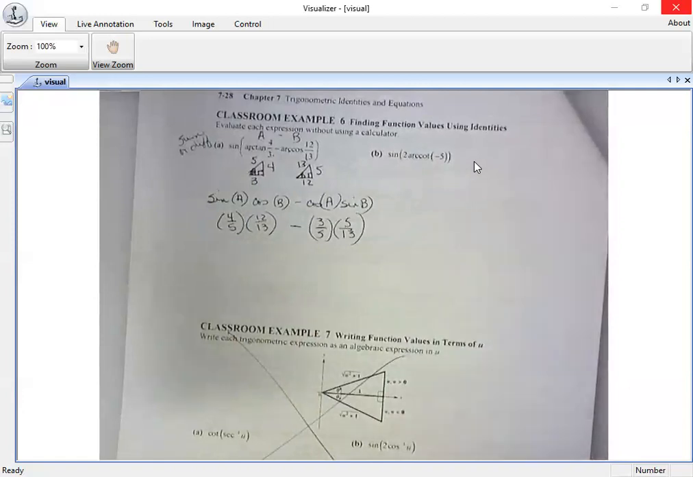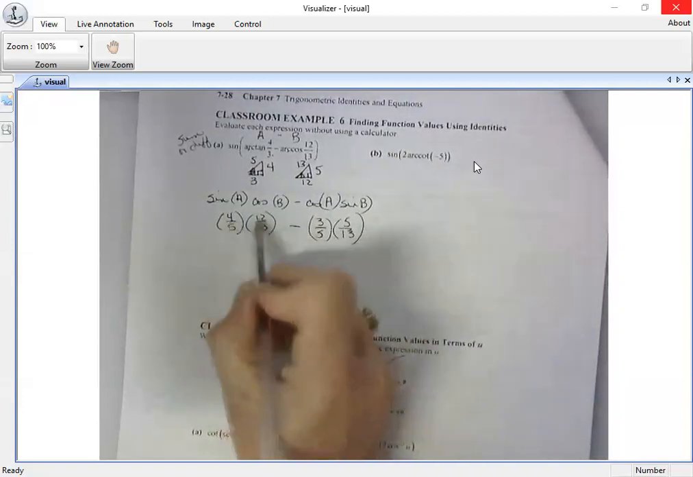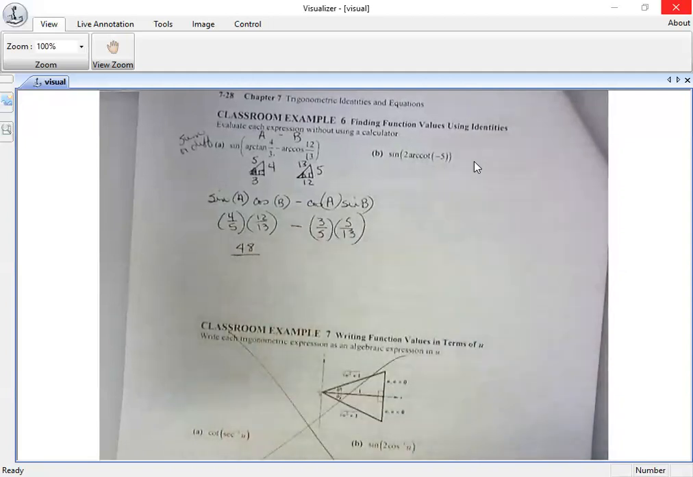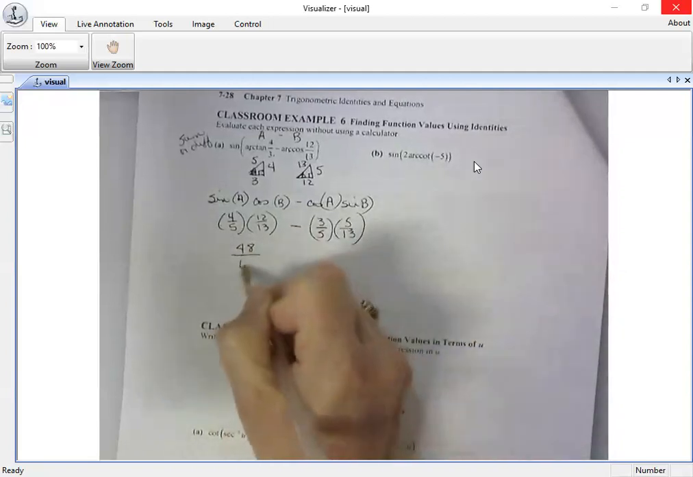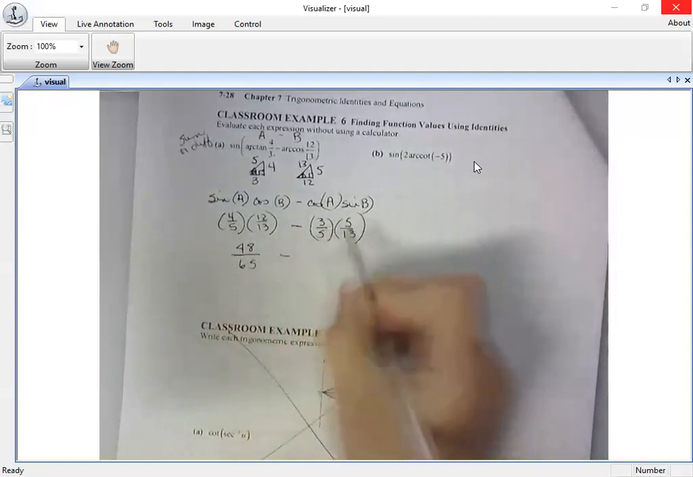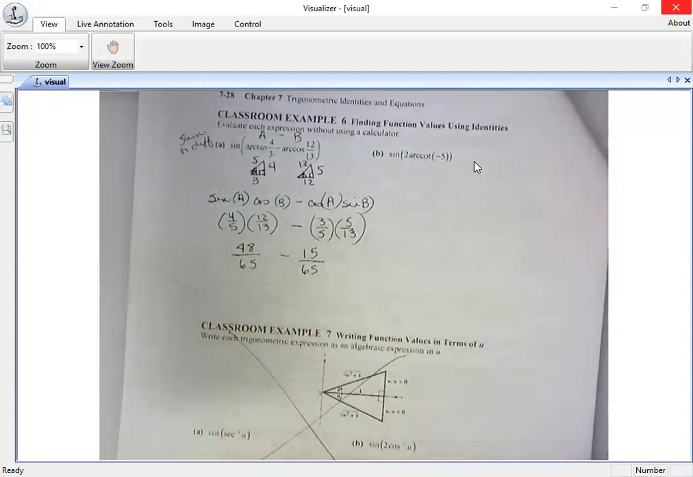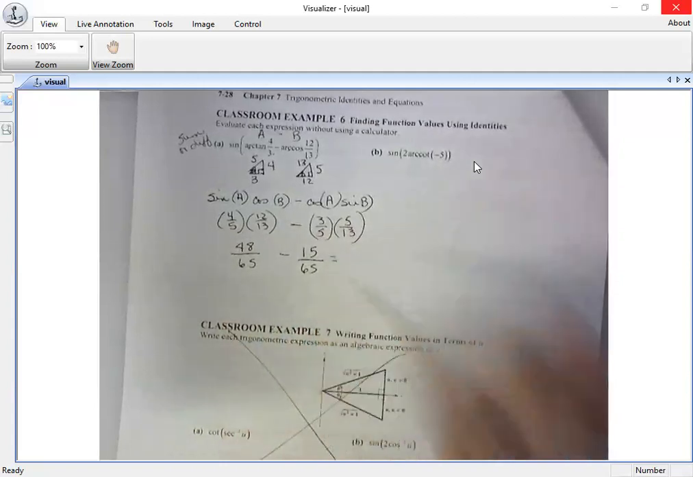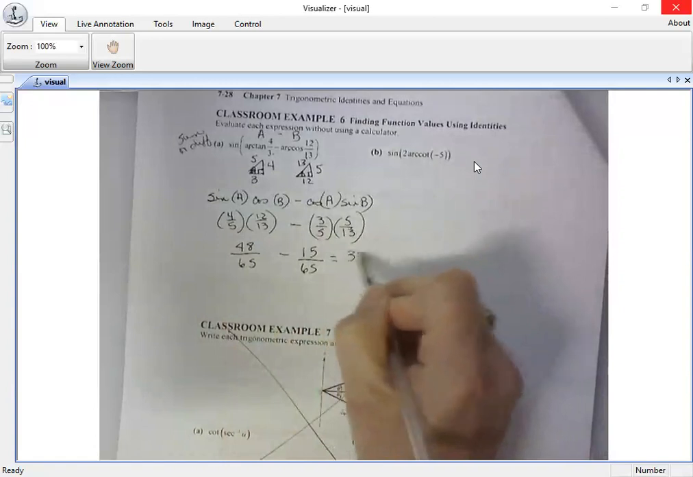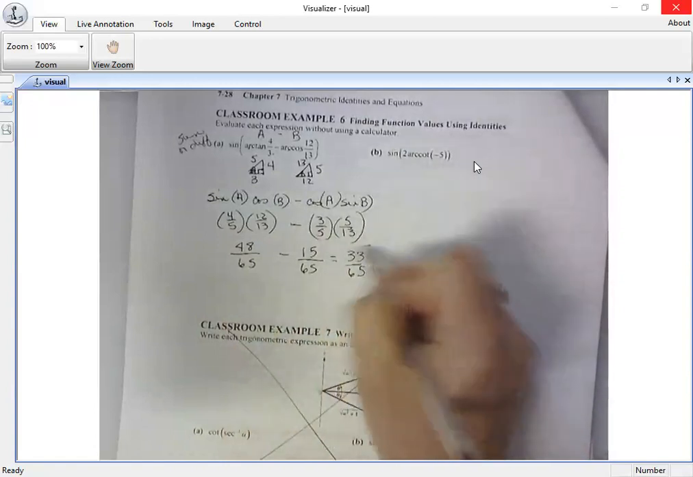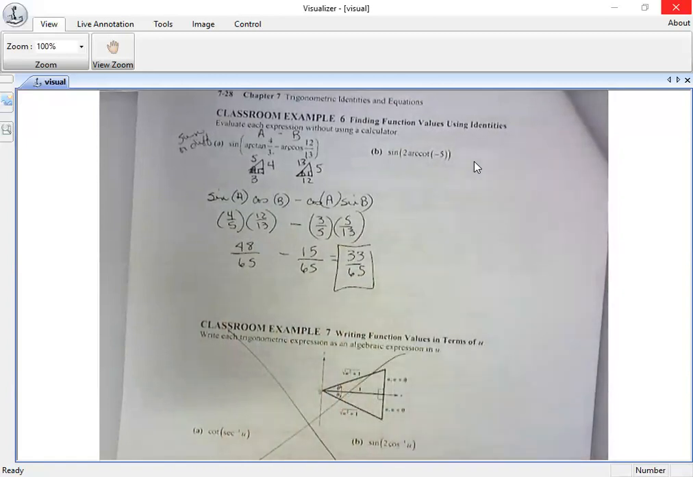Now, did you guys finish it, or do we need to finish it together? Let's find out if your answer is right. So this became 48 over, how much was 13 times 5? 65. Minus 3 times 5 was 15/65. So what does that end up being? 33. And that does not reduce down, does it? That's my answer. That's it.